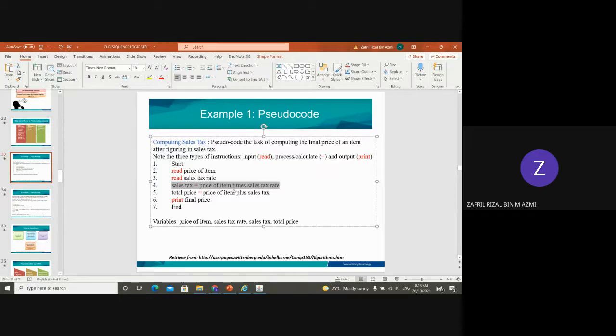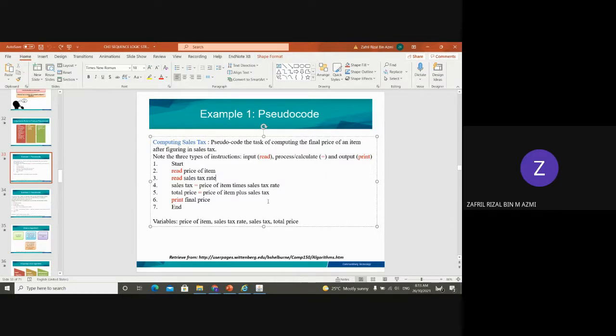Another thing is, you see that we are not using a formal variable, for example, price of item. Supposedly, formally we are using names that follow the variable rules. Supposedly you cannot have a space, it should be understandable, and it cannot start with numbers. But over here it is mainly a sentence.